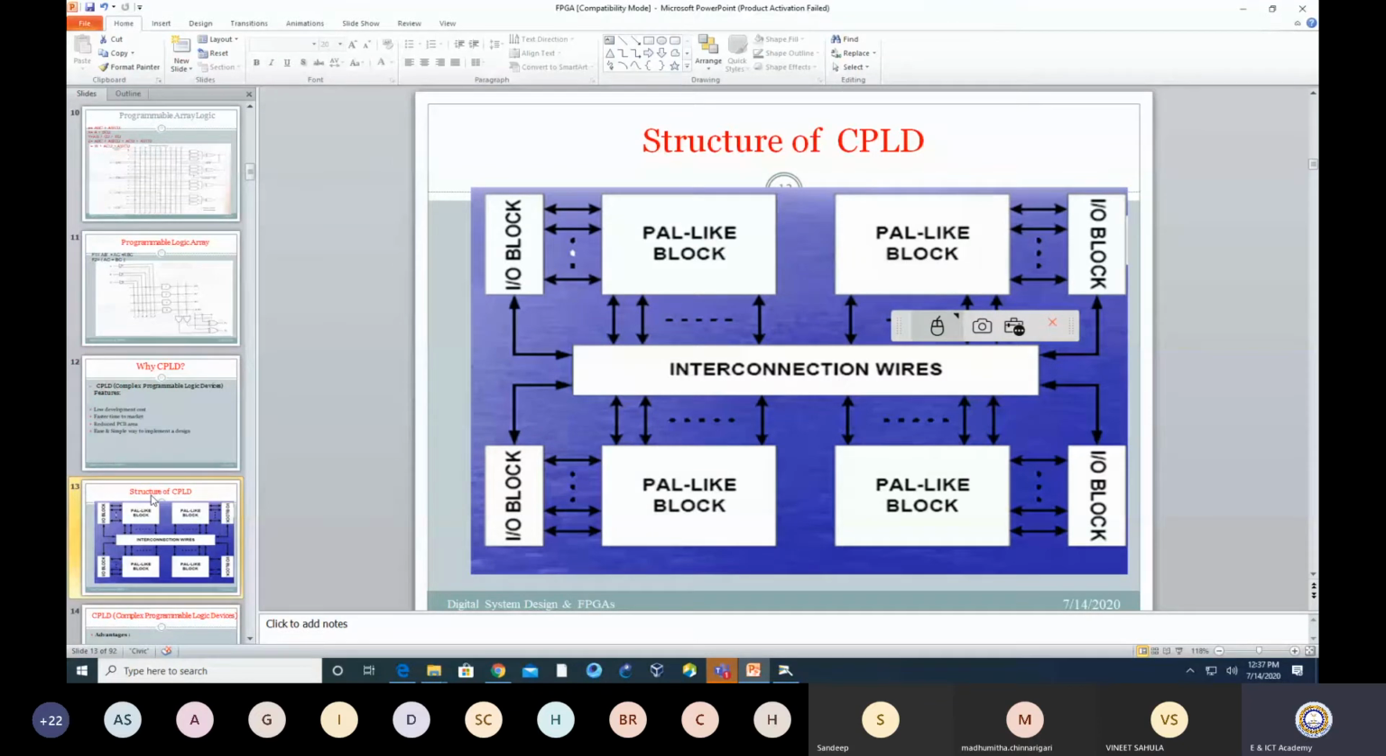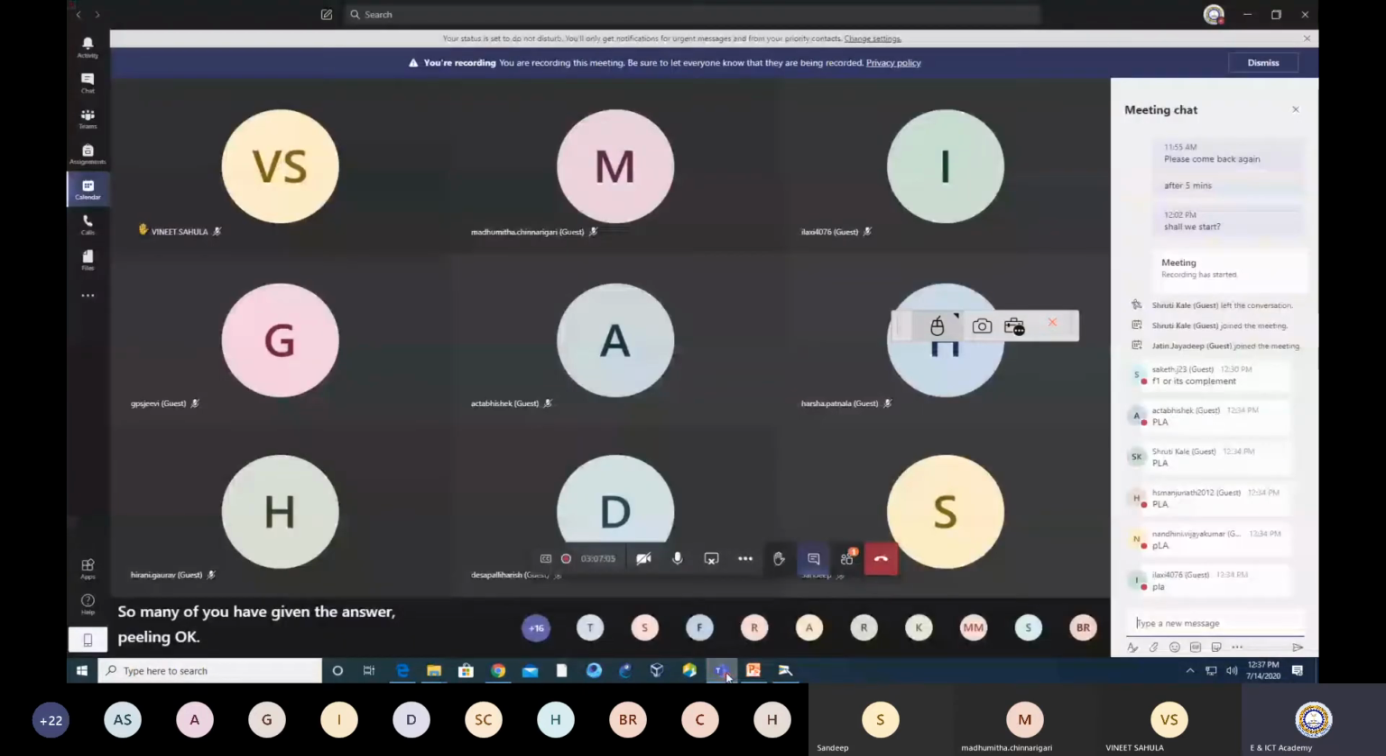Now I am coming back to the question that I posed: out of the three, PROM, PAL and PLA, which one is a good one? Many of you have given the answer PLA. Almost all of you, Abhishek, Shruti, Manjunath, Nandini, and another one. I think you can write down your name so that I can understand it.